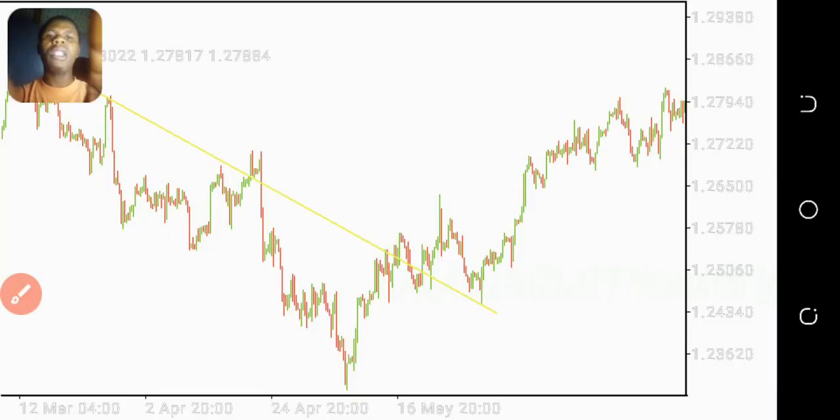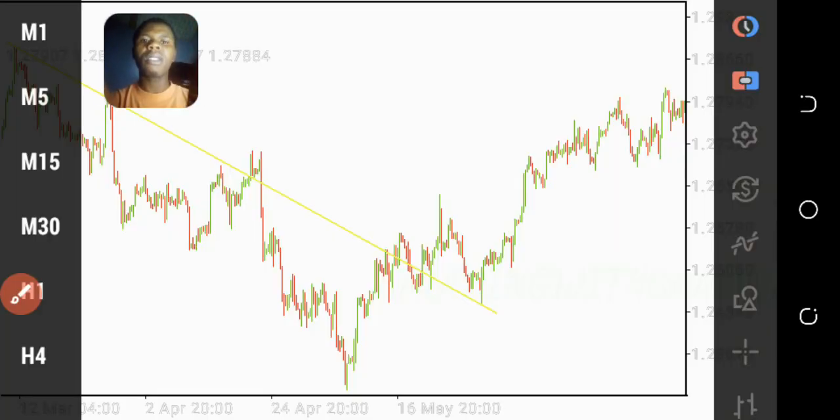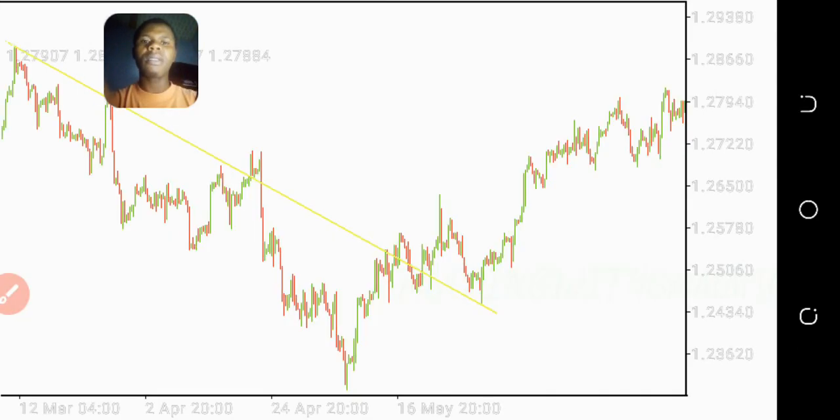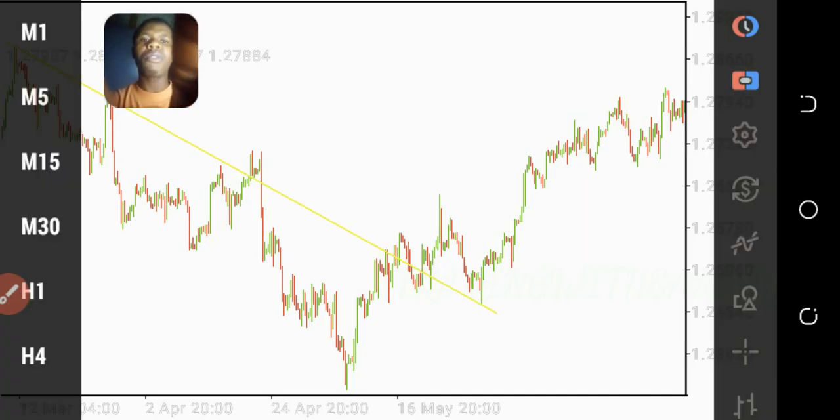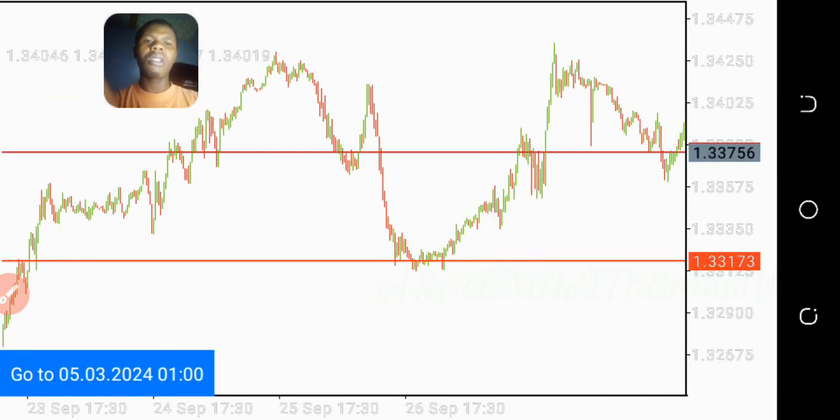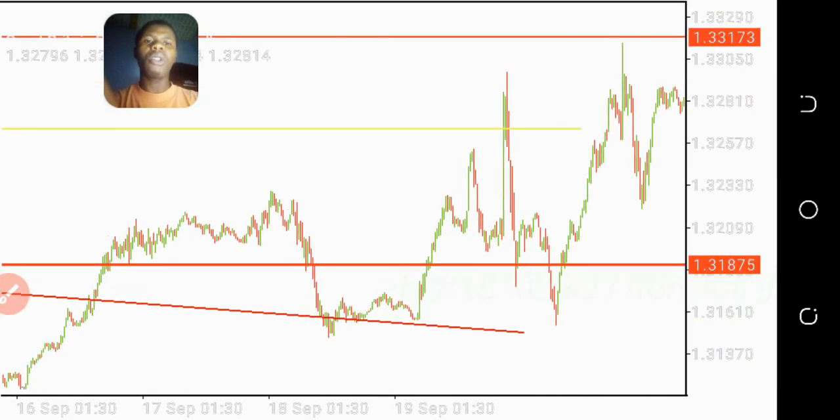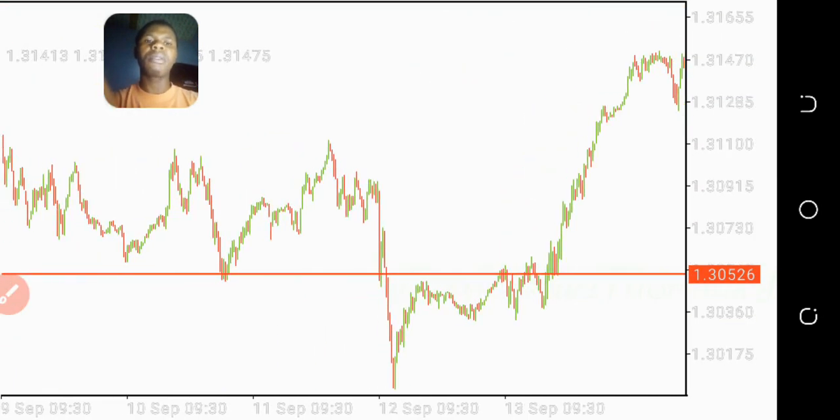Now let's check the time frame that we're looking at this from. Okay, this is a 4 hours time frame. If we go down to 15 minutes, okay, let's go down to 15 minutes and see what happened.